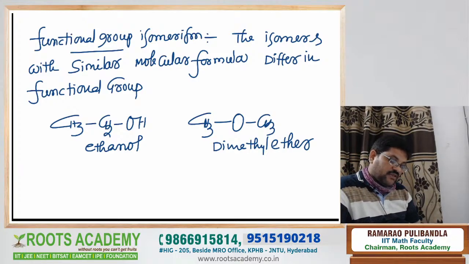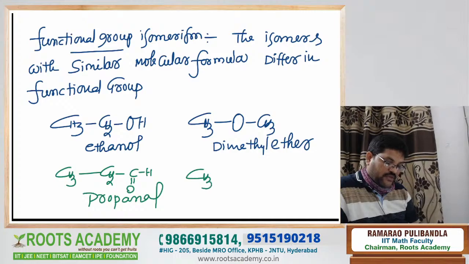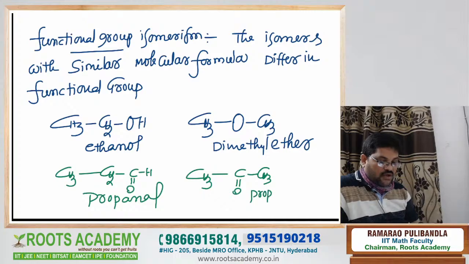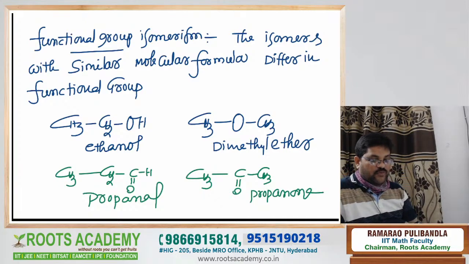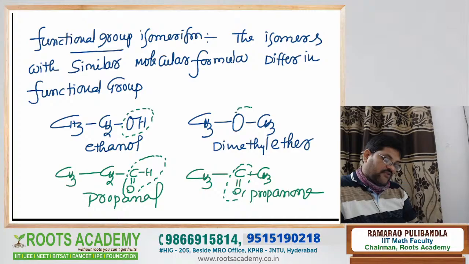We take one more example for that. CH3CH2CHO, an aldehyde, is called propanal. To the same formula you write CH3COCH3, and you get propanone. Aldehyde and ketone are examples of functional group isomers. Here the functional group is aldehyde, and here the functional group is ketone. Here the functional group is alcohol, and here the functional group is ether. That's the difference in functional group isomerism.